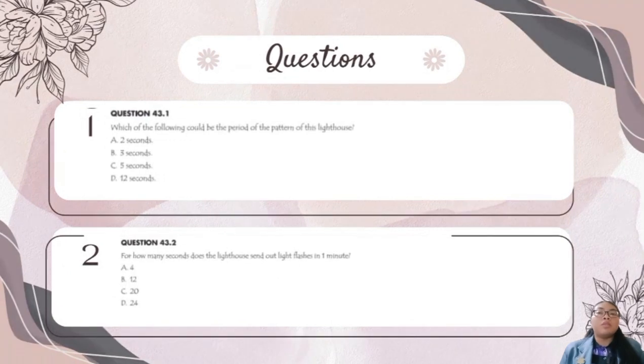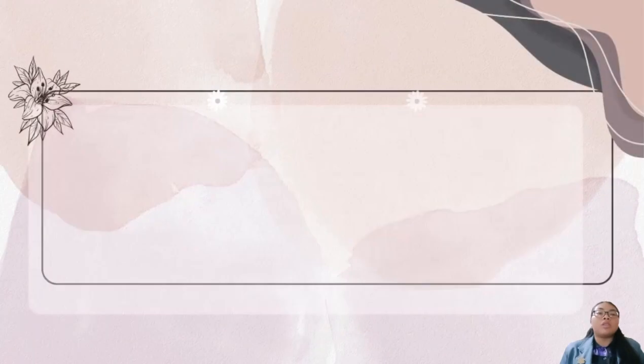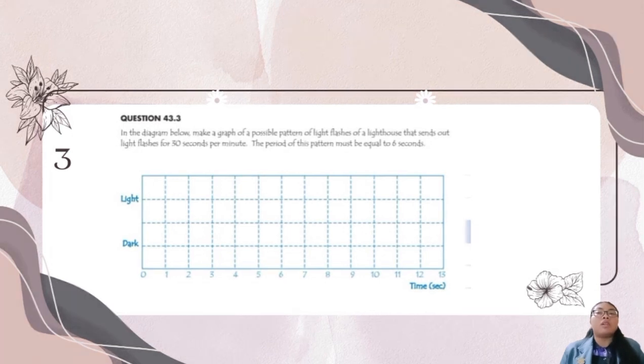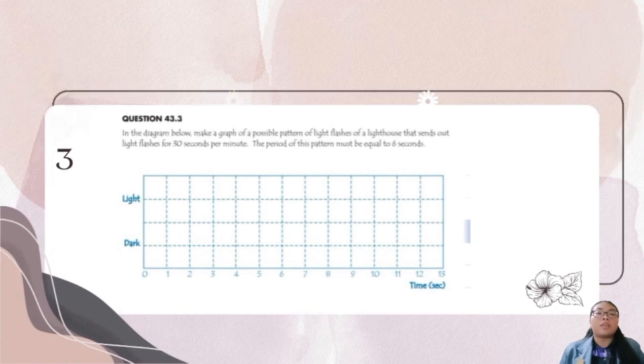Which of the following could be the period of the pattern of this lighthouse? The next question is question 43.2. For how many seconds does the lighthouse send out light flashes in a minute? And the last question is question 43.3. In the diagrams below, make a graph of a possible pattern of light flashes of a lighthouse that sends out light flashes for 30 seconds per minute. The period of this pattern must be equal to 6 seconds.